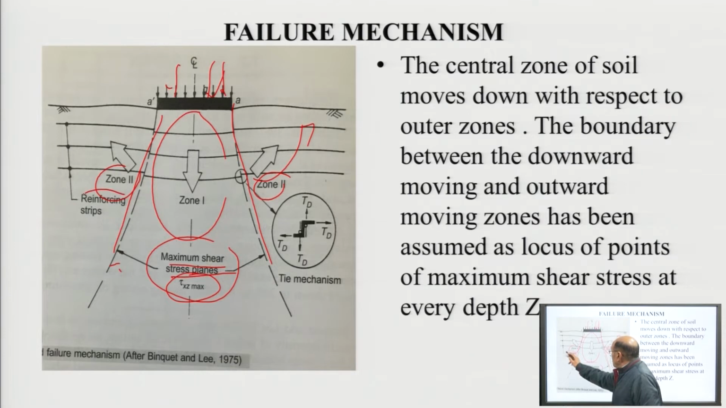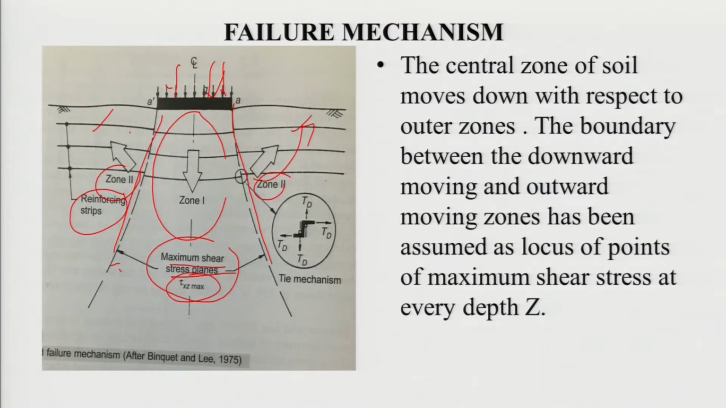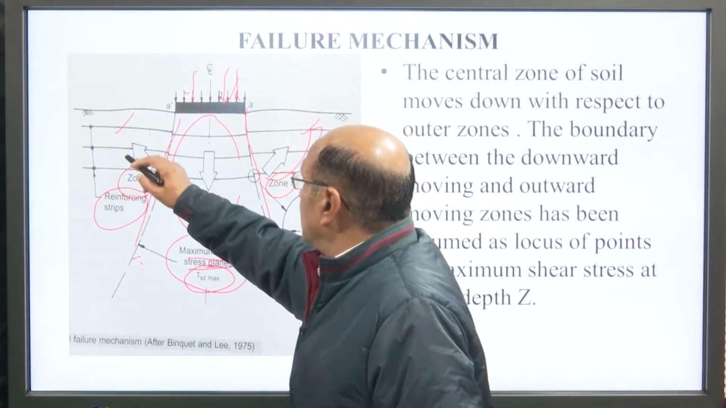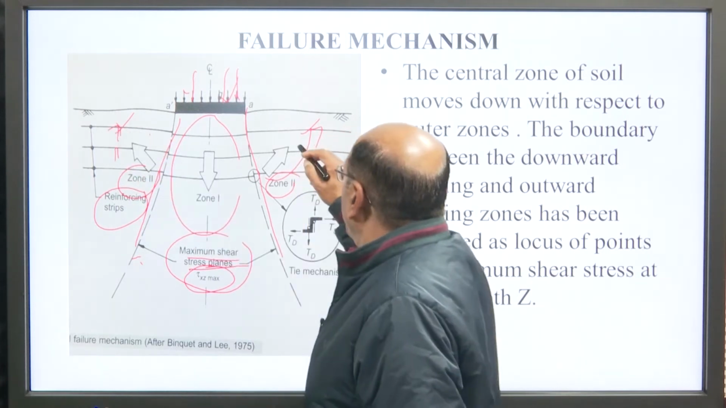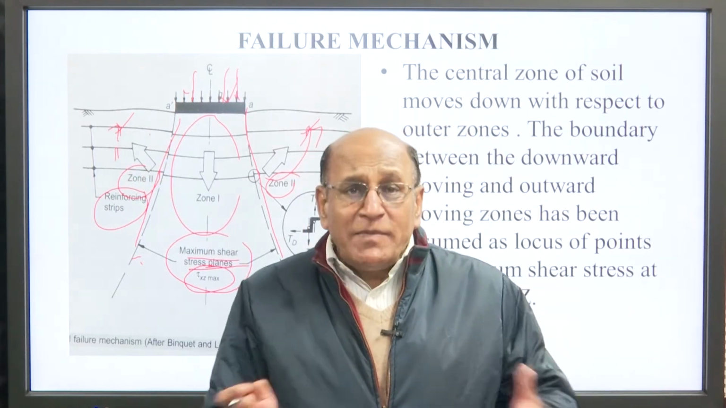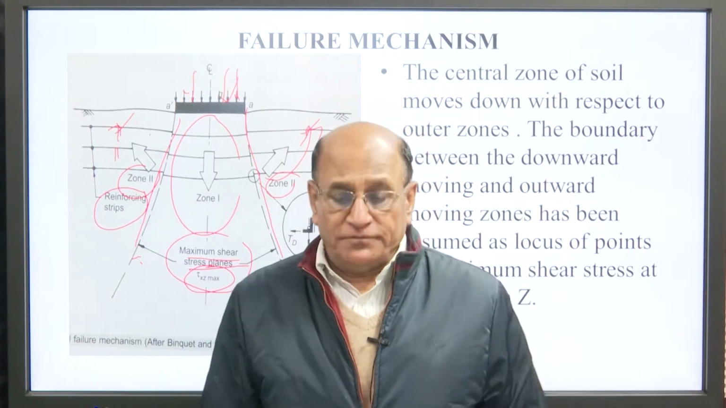Here the reinforcing strips are provided. Between A dash and A, the soil will try to push down the reinforcing bar, whereas the remaining portion in zone 2 on both sides of A dash and A will try to move the reinforcing bar upward. We can see here this will try to move upward. So, there will be bulging, it will try to bulge out.